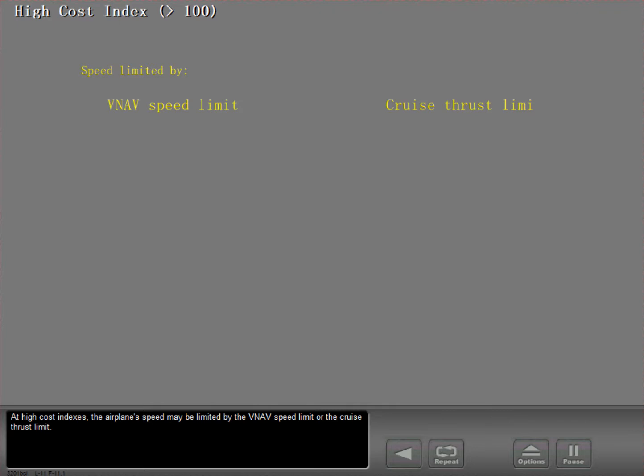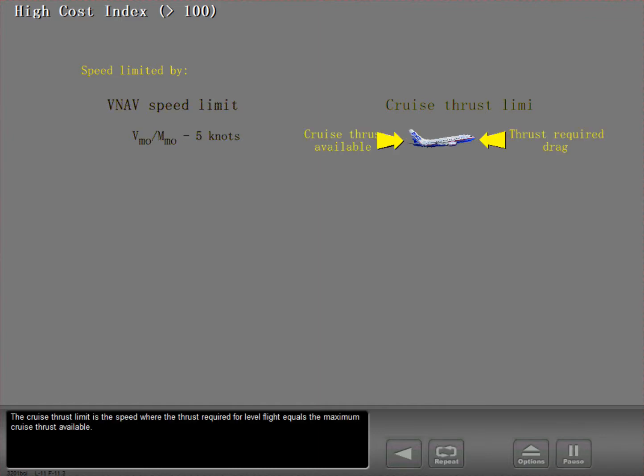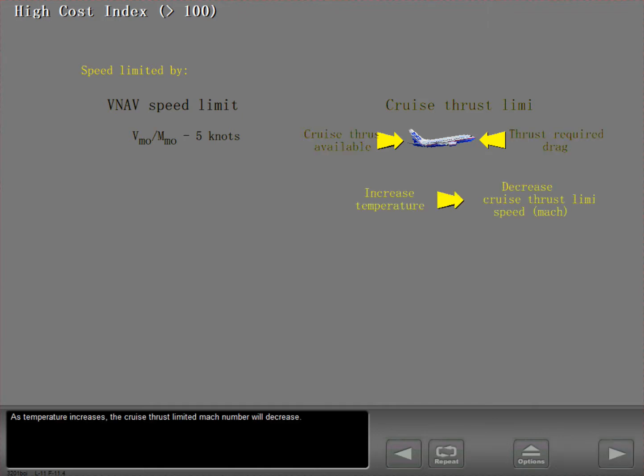At high cost indexes, the airplane's speed may be limited by the VNAV speed limit or the cruise thrust limit. The VNAV speed limit is VMO minus 5 knots. The cruise thrust limit is the speed where the thrust required for level flight equals the maximum cruise thrust available. As temperature increases, the cruise thrust limited Mach number will decrease.